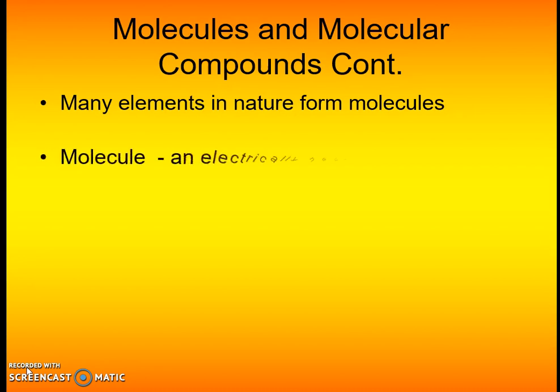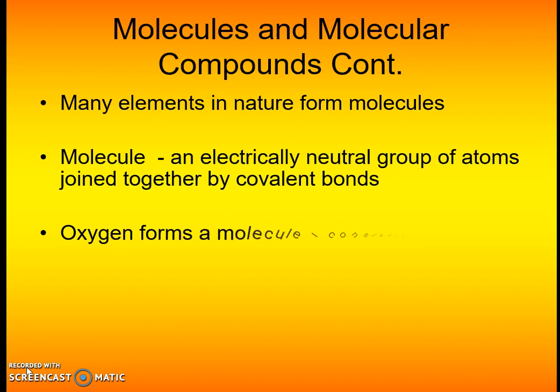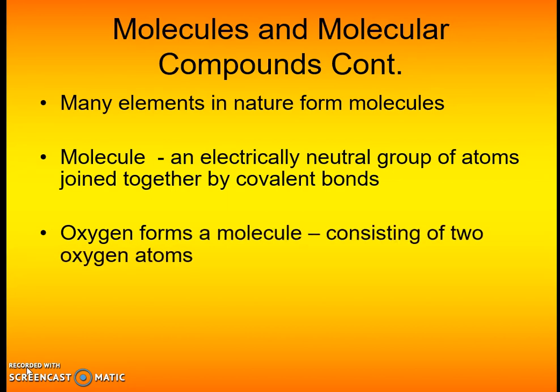So a molecule is an electrically neutral group of atoms, just like they were electrically neutral with ionic compounds, that are held together by covalent bonds, not ionic bonds this time. They're sharing electrons. We see this in oxygen. Oxygen makes a molecule because of its 6 valence electrons, which is very unstable. It wants to gain 2 more, making it very reactive.